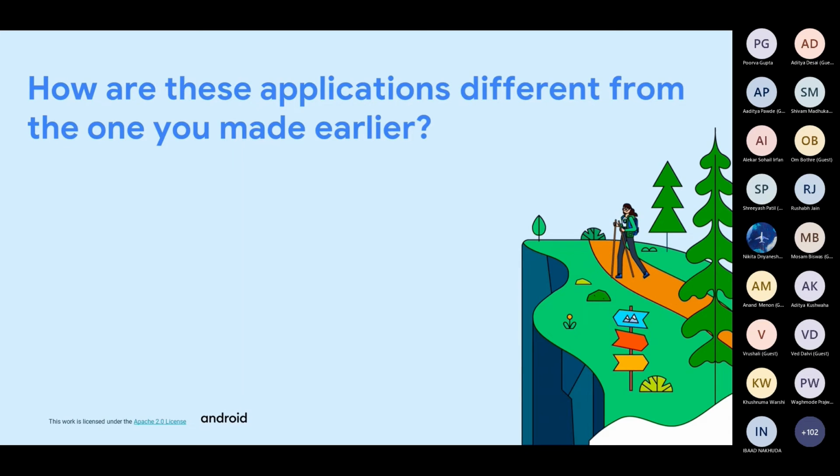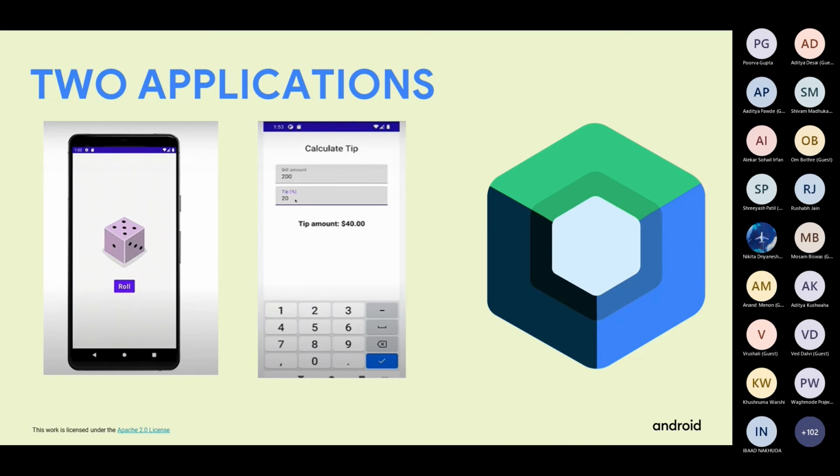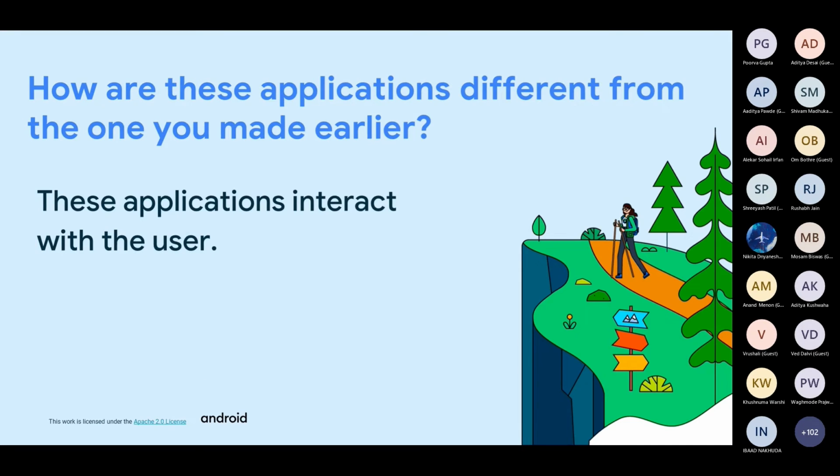So the extra features that we wish to add in an application are what are provided in this. Here, the application is interacting with the user. The user is clicking on roll and then getting an output, or the user is entering an amount and then getting an output. So the major difference is that the application is interacting with the user, and that is the next-level thing that you'll be doing in this app.